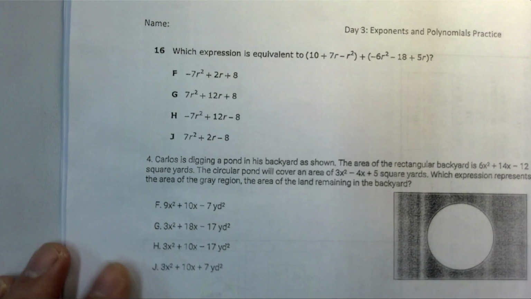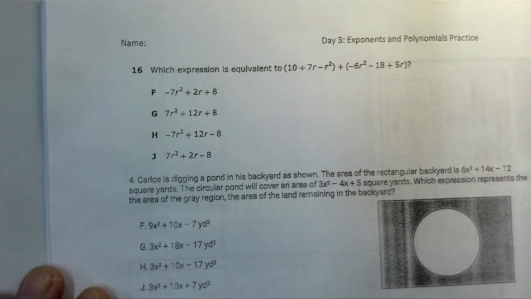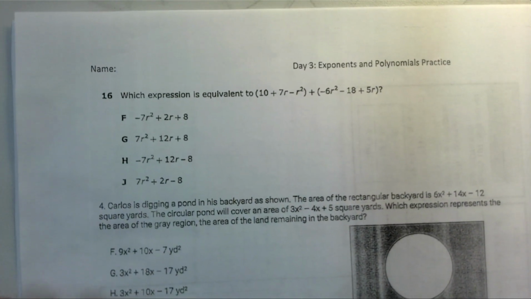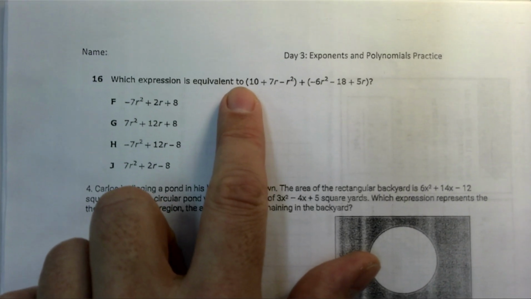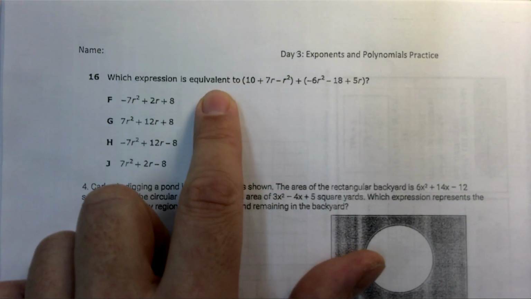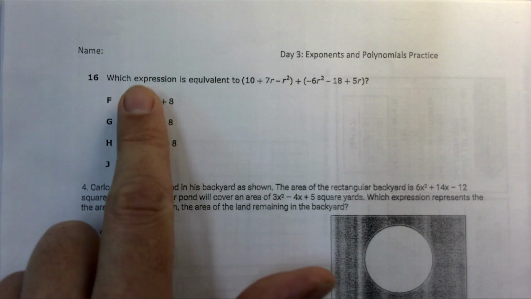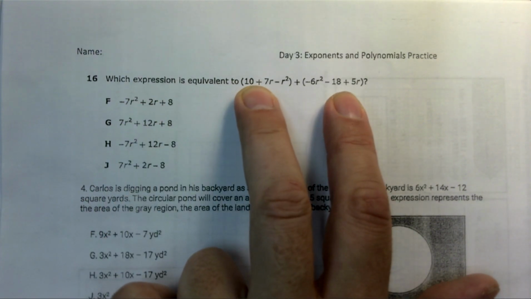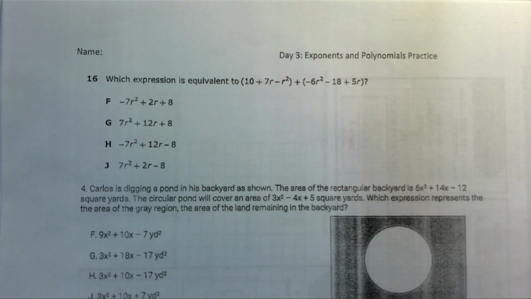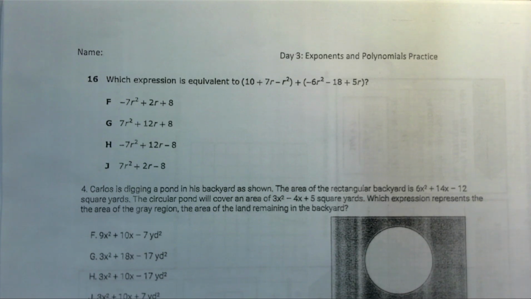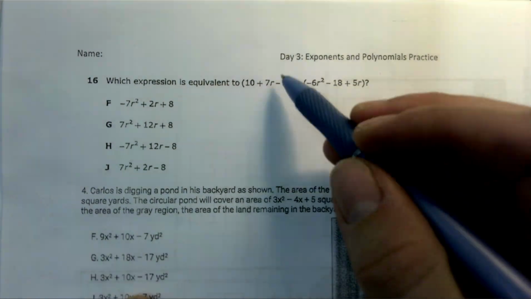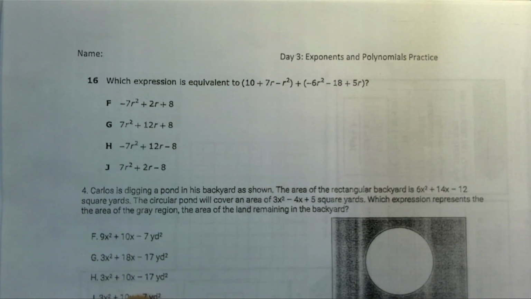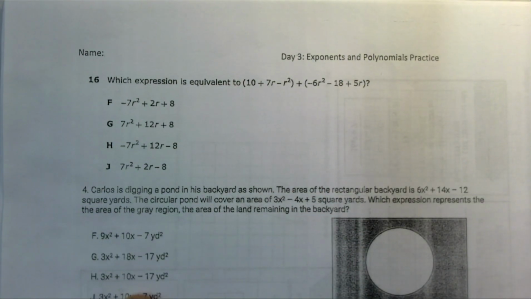So I'm going to look at number 16. Okay. All right, it says, which expression is equivalent? Okay, so whenever you see that word, equivalent, that means one of these is equal to this. Okay, so there's a couple ways to do it. The faster way to do this is to do it algebraically, okay, because I'm combining like terms. When you're combining like terms, they need to have the same variable and the same exponent.